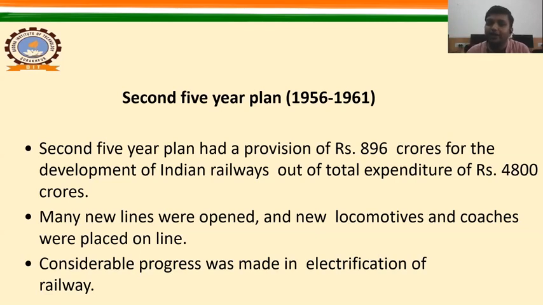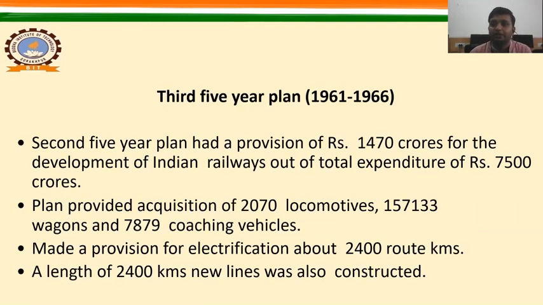New lines were opened, new locomotives and new coaches were placed online on the railway line, and there was considerable progress in the electrification of the railway. So the electrification of the railway all started in the 1956 to 1961 phase, that is categorized under the second 5-year plan. Now the third one is the third 5-year plan.